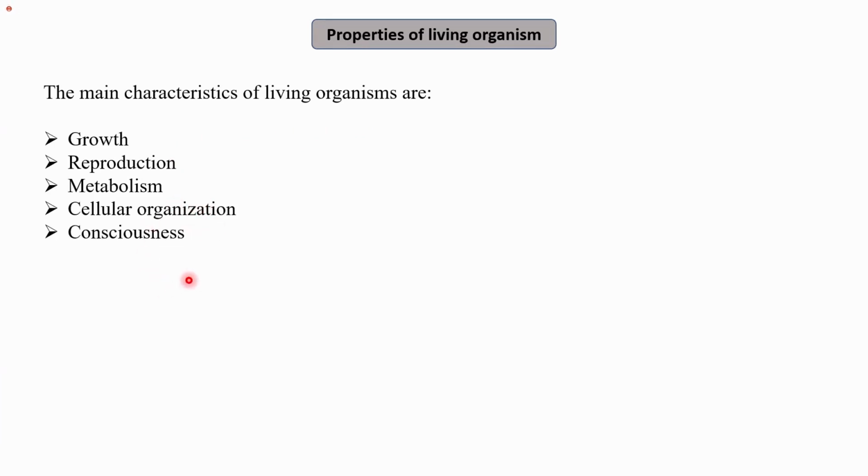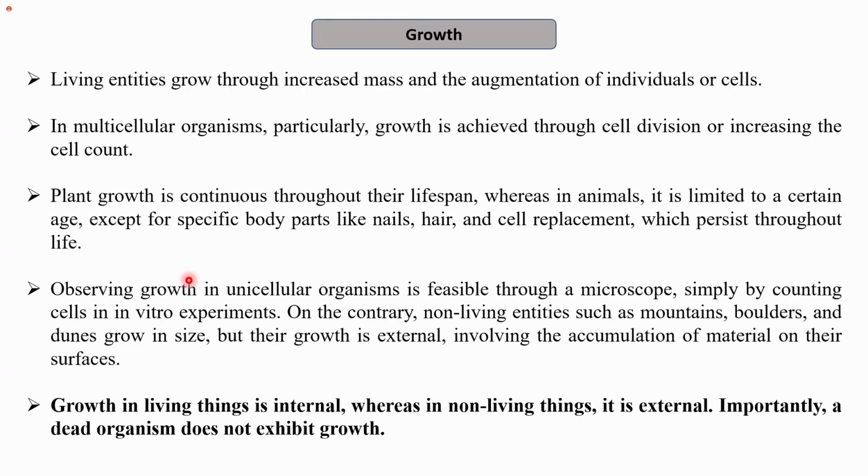By saying that these are the main characteristics of living organisms, I mean to say that a living organism can be defined by parameters like: it should have growth, it should reproduce, it should have the ability to perform metabolic activities, it should have a cellular organization in which various cellular components are present where the metabolic activities might take place, and a living organism is conscious, meaning it has a sense of consciousness. So firstly, we will start with growth as a parameter for living organisms.